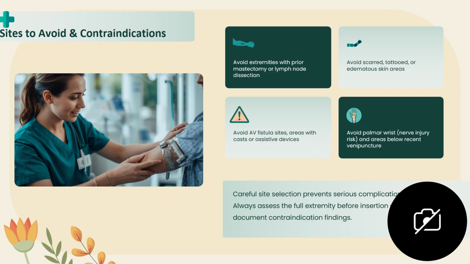Especially in pediatrics, you should avoid the palmar wrist. Why? Because it can cause nerve injury risk. Also avoid the area below a recent vein puncture, so you cannot reinsert in areas where the vein is already punctured. Careful site selection prevents serious complications. Always assess the full extremity before insertion and document contraindication findings.